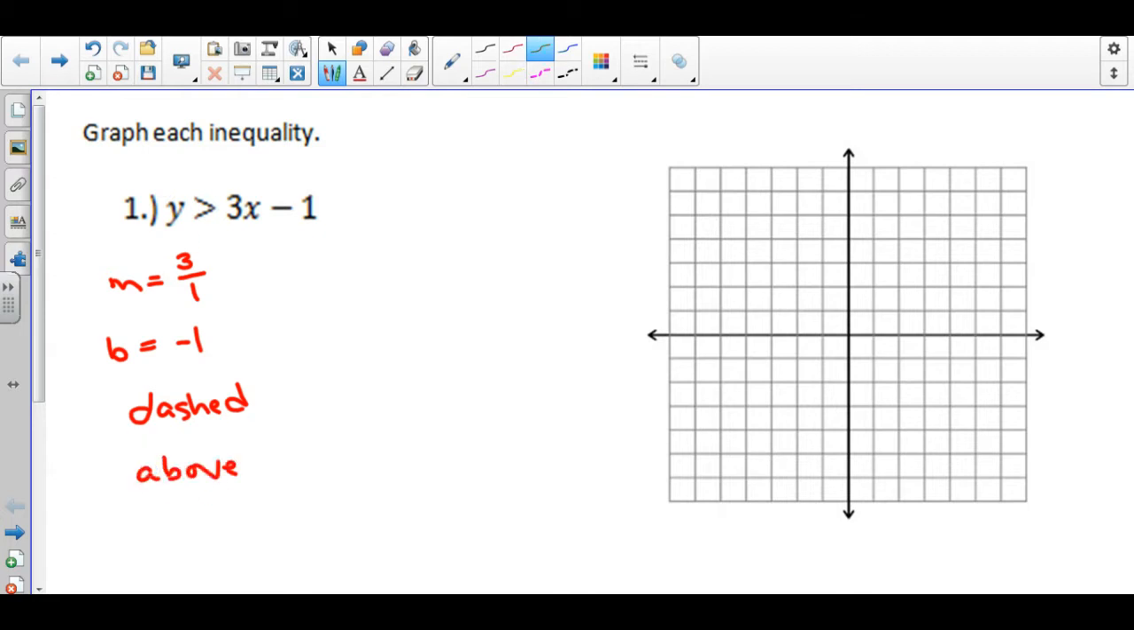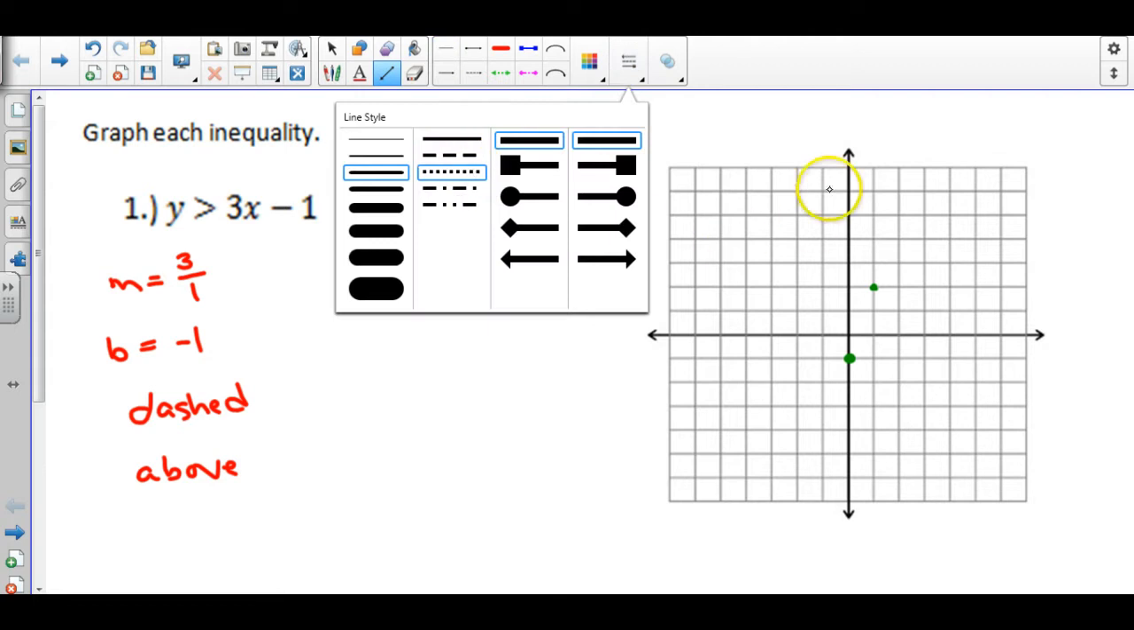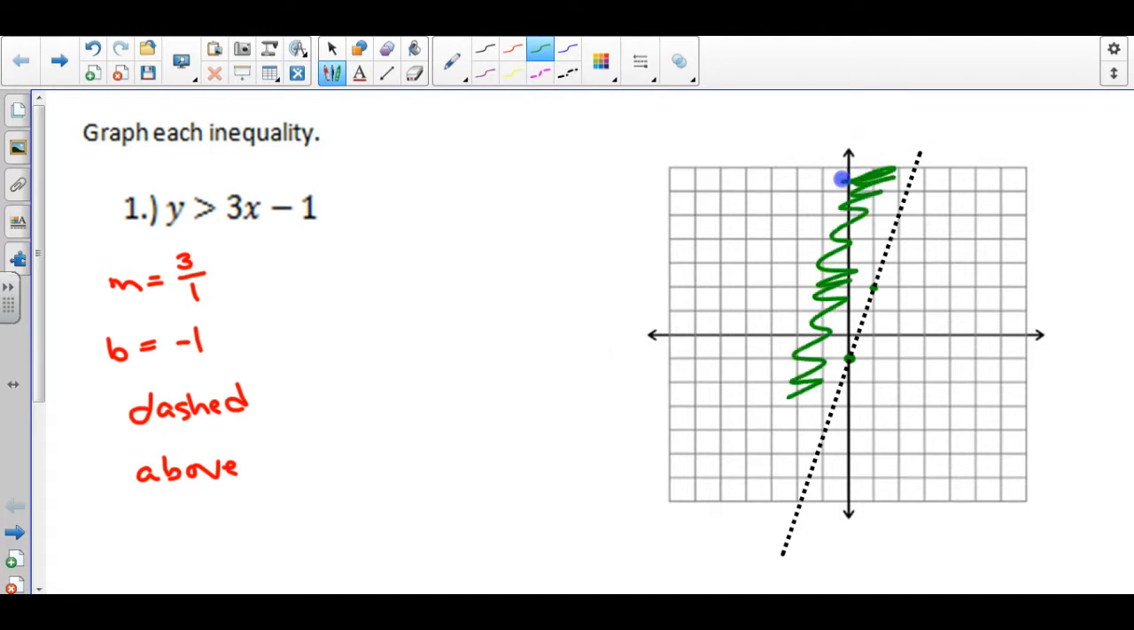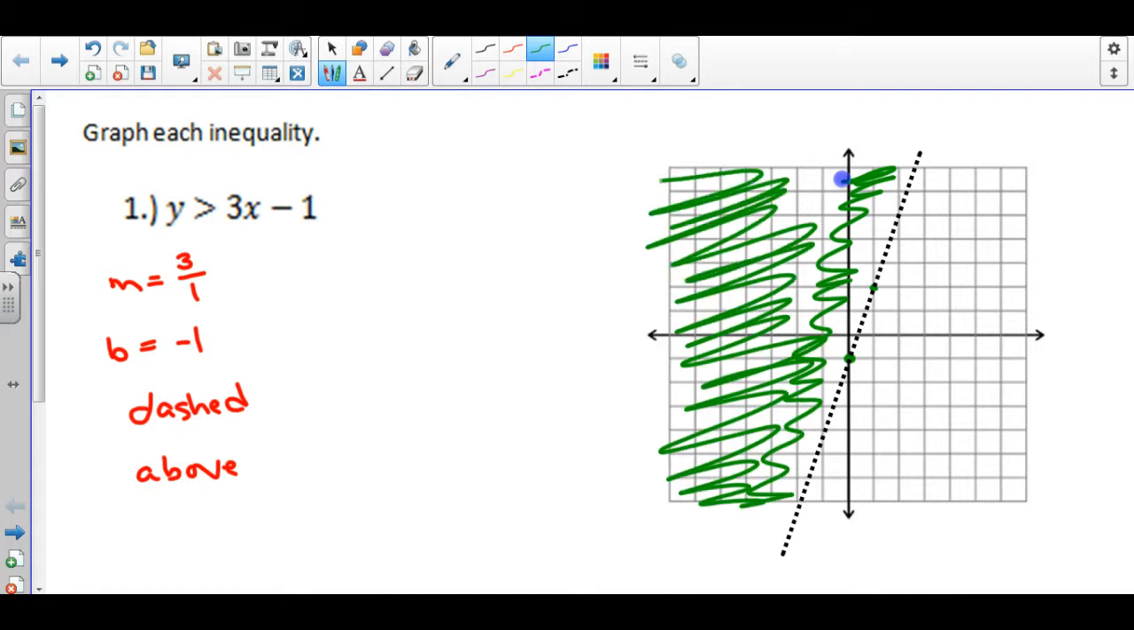Now that I have these four pieces of information, I'm going to start by graphing my y-intercept at -1. Then I'm going to move in the direction of the slope, which is rise over run, so rise 3, run 1. I'm going to get out my dashed line tool and connect these dots. So this is what the line is going to look like. Now we have to do our shading, which is going to be above it. I'm going to shade this entire region, which is the half plane that represents my solution.